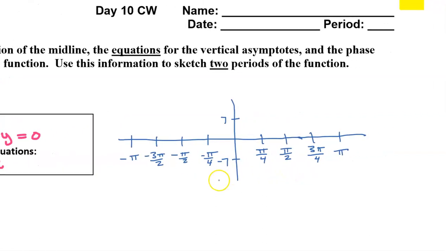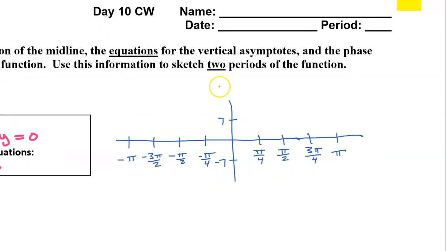So we are ready to begin the graph. Remember, as I told you a moment ago, the tangent function begins and ends at the midline. And then there will be a vertical asymptote right down the middle. So we're going to have a vertical asymptote right here at pi over 2.